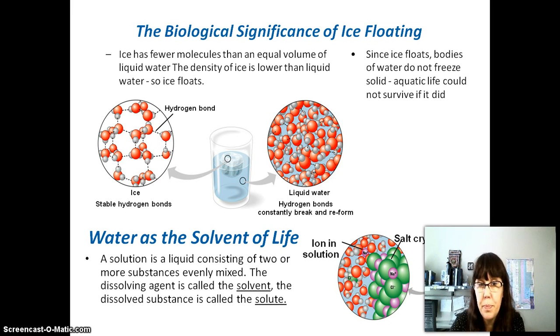Now, because of the polarity in the water molecules, it allows water to be a solvent. It's a solvent for polar substances. Polar substances include salts and things that have ionic bonds. So ions, cations, and anions like sodium and chlorine can actually dissolve into water. The dissolving agent, in this case water, is referred to as the solvent, and the substance that's being dissolved, such as the salt crystal, is referred to as the solute.